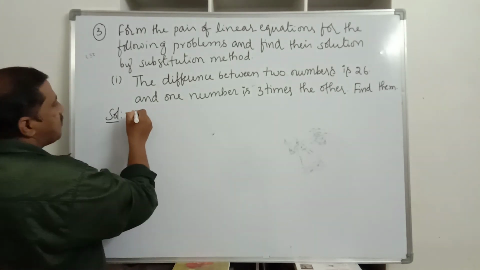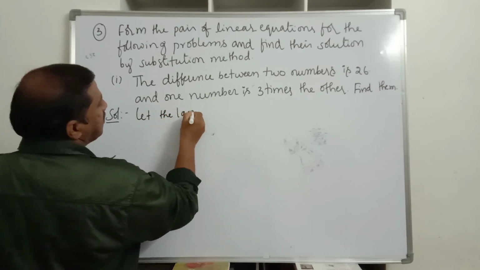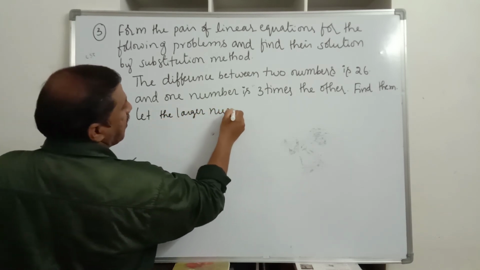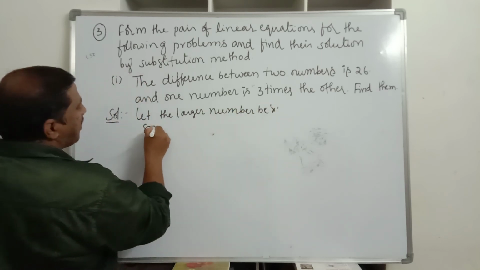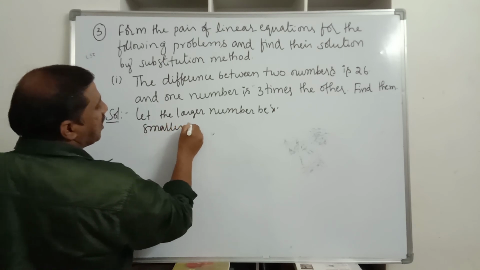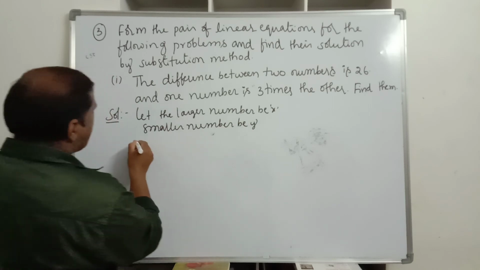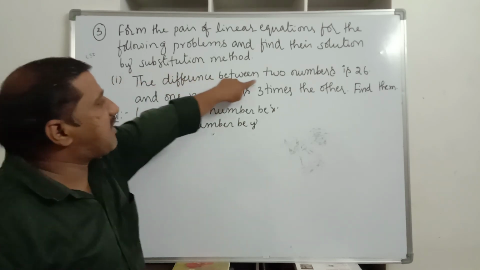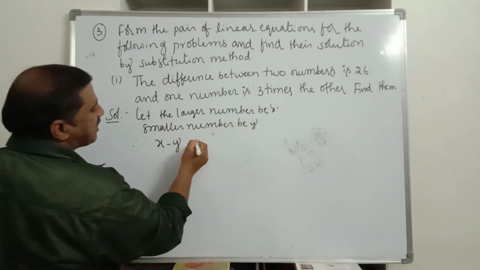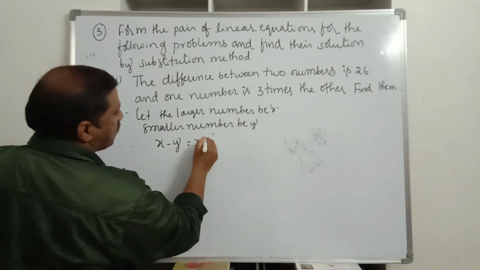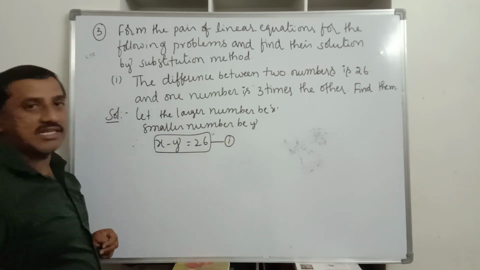So here the difference is given. So let the larger number be x and the smaller number be y. Now what is the first statement? The difference between two numbers means larger number x minus smaller number y. x - y = 26. This is the first equation. Take this as equation 1.